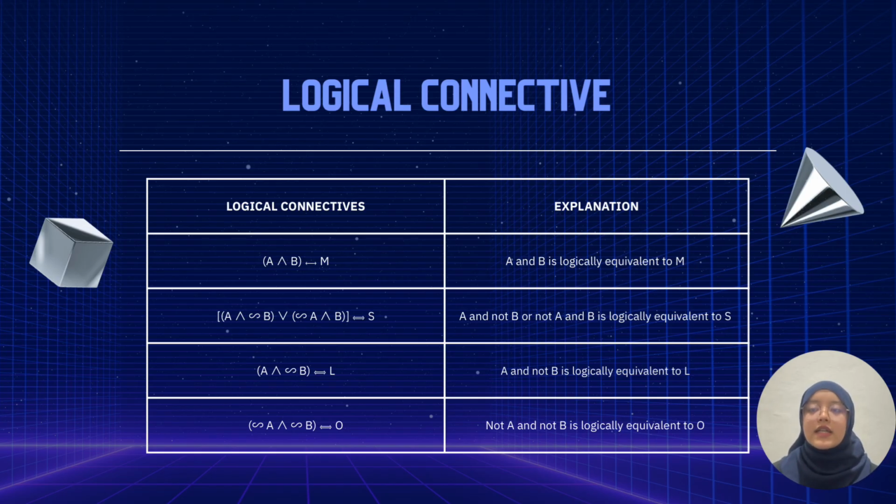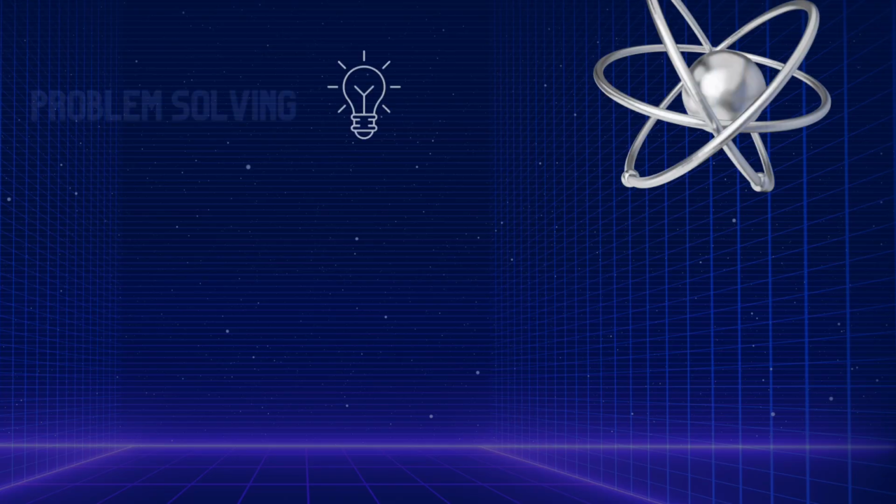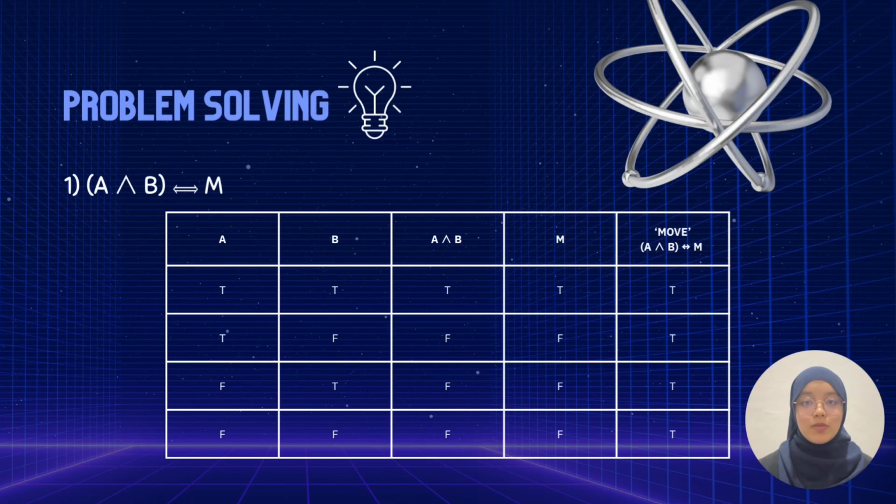Thirdly is the formula A and not B is equivalent to L. It defines what occurs specifically when input A is active and B is negated. So finally, not A and not B is equivalent to O. It represents the idle or open state O, which is logically equivalent to both input A and B being inactive. So now let's proceed with problem solving.